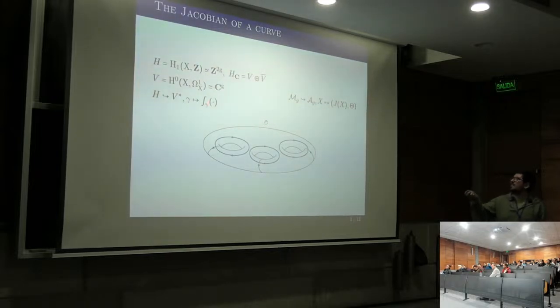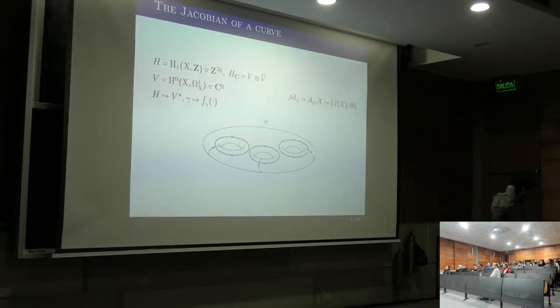As you may see from the numerology already, this is a vector space of complex dimension g, so real dimension 2g, and inside you have a lattice, so you can quotient this vector space by this lattice, and you get an abelian variety. And this is the Jacobian, right? And the classical Torelli theorem tells you that this is injective, essentially. So I will come back to this later, but this is the whole motivation.